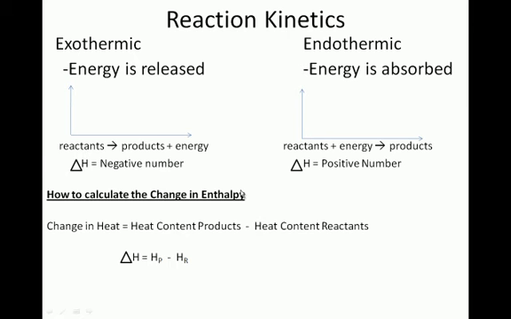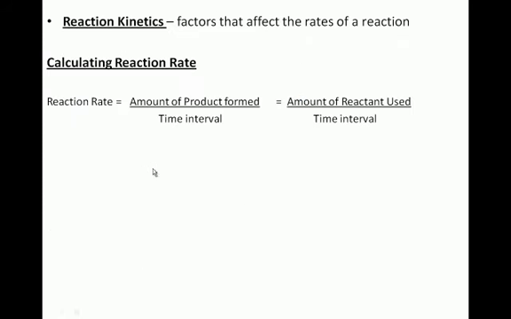Now moving on. We're going to talk a little bit about reaction kinetics now and factors that affect the rates of reaction. So first thing is how to calculate reaction rate. Before we start talking about the things that affect the reaction rate, let's talk about how to calculate a reaction rate. Calculating reaction rate is about the amount of products formed divided by a specific time interval.